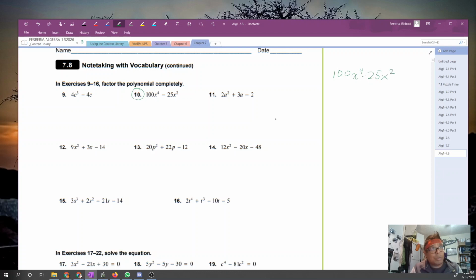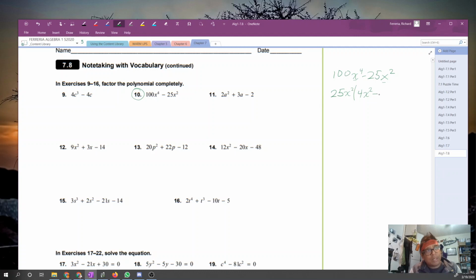Take a look at those two numbers. Is there a number that goes into both 100 and 25? What is the biggest number? Yeah, it's 25. How about the x's? Both of these terms have an x, and the smallest power is x squared. Okay, now that I've done that, 100 divided by 25 is 4. x to the fourth divided by x squared is x squared. 25 divided by 25 is a 1.